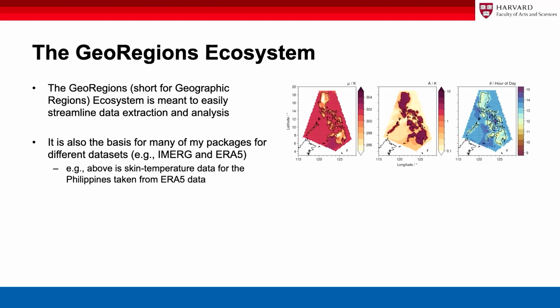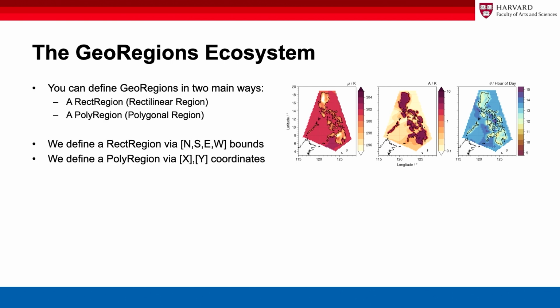So for example, this is the basis for most of my packages. This is ERA5. I use GeoRegions.jl and the packages built on top of GeoRegions.jl to extract data specifically for the Philippines in this example, and this is for surface temperature here. So with the GeoRegions ecosystem currently, you can define GeoRegions in two ways. One is a rectangular region, which means you specify the north, south, east, west boundaries. And the second method is as a polygonal region, where you specify the shape in terms of longitude and latitude.